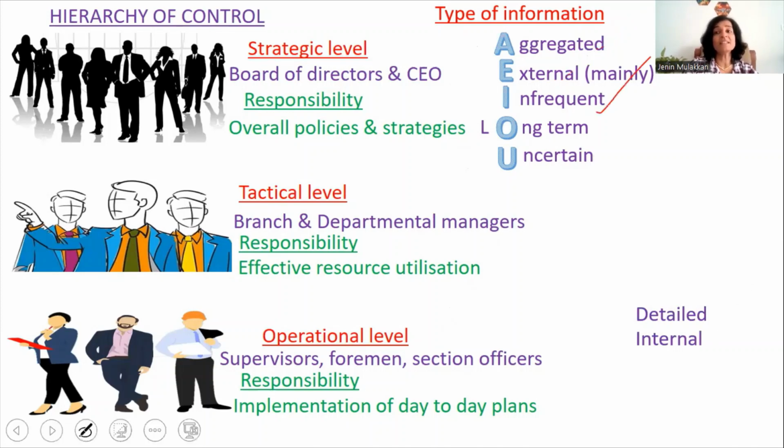For strategic level, it is infrequent. And for the operational level, it is frequent. And long term, what is the opposite? It is immediate or short term. That is, daily information is required. And here it is uncertain. Opposite is certain. So those are the types of information requirement for the strategic level and the operational level.